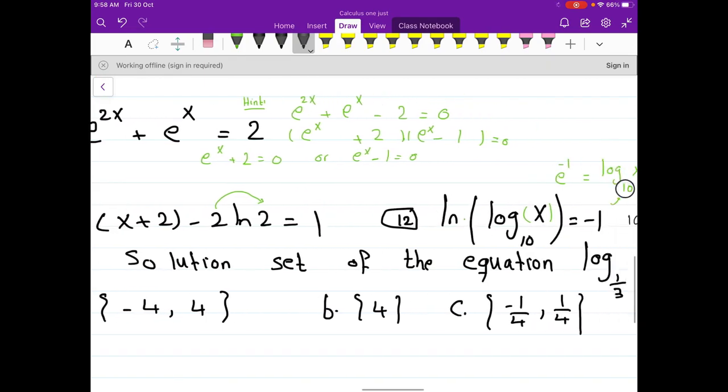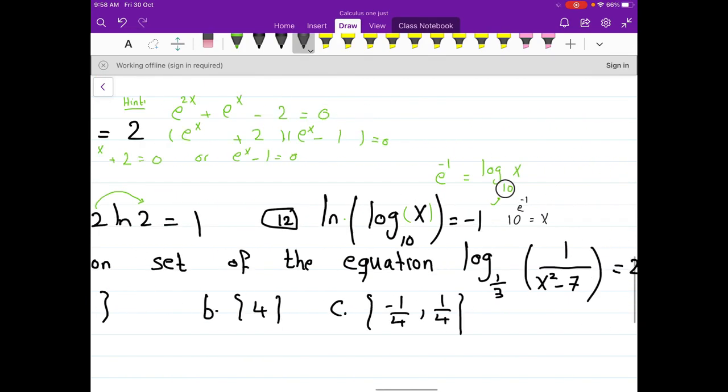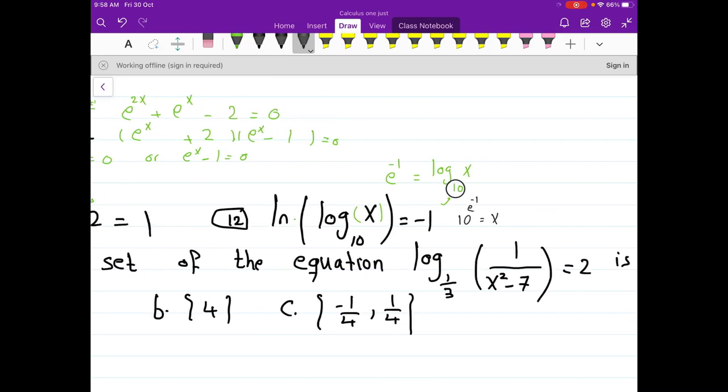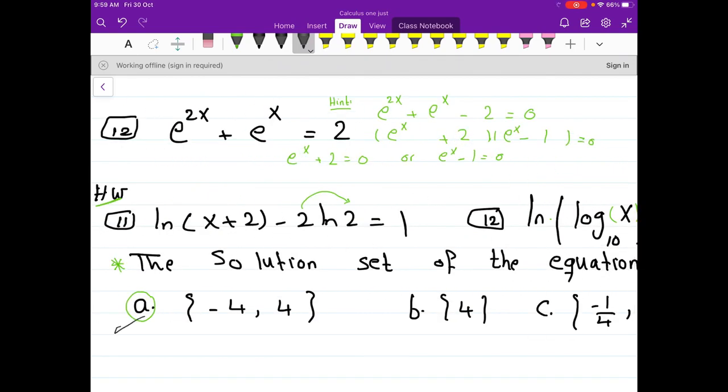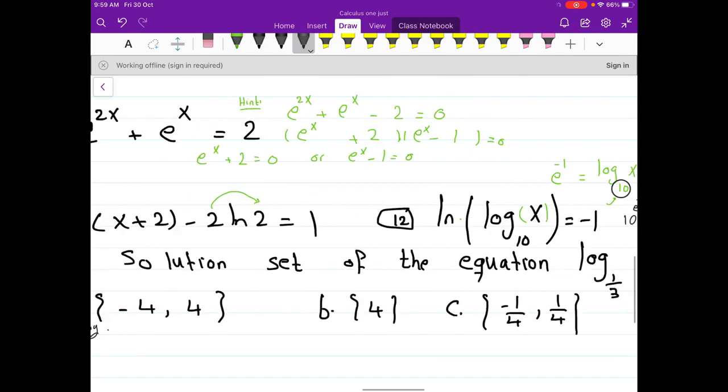And the last one, the solution set of the equation log of 1 over x squared minus 7 equals 2 for the base 1 over 3. I gave you the answer and it is the correct one, but you need to think about why this is true. Check.